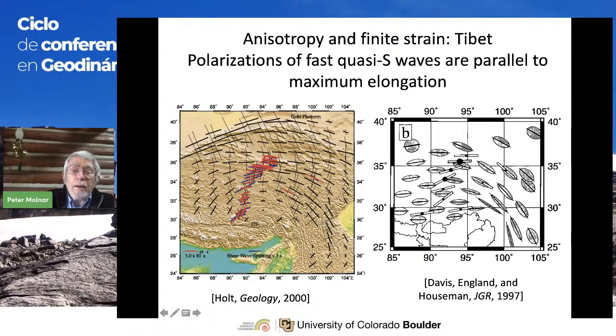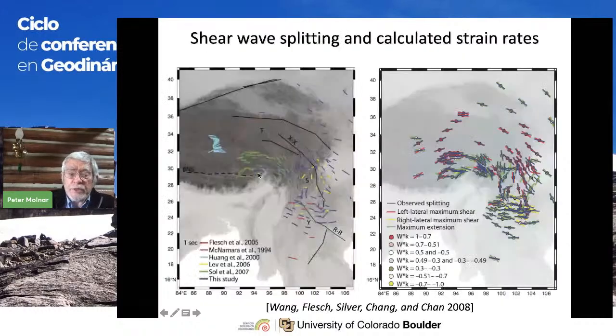And the black lines in the background are showing you the orientation that you would expect for the fast quasi-S wave if the present day strain rates evolved long enough to deform this. There's more data since this, 10 years later or so.